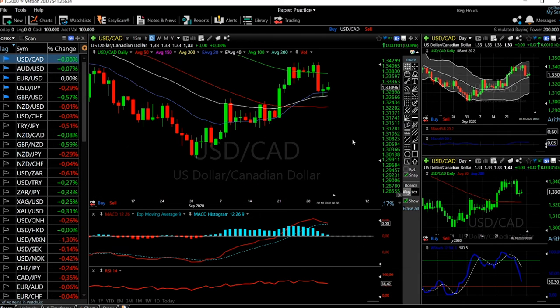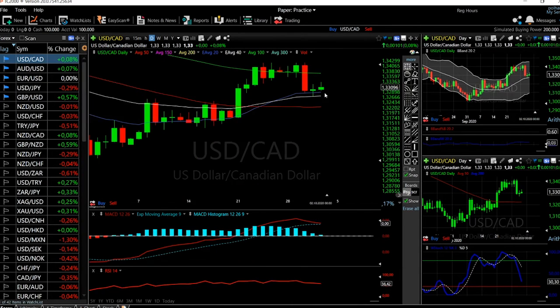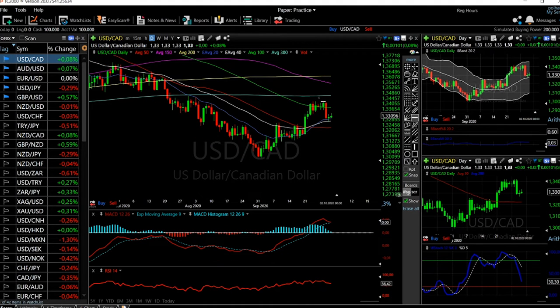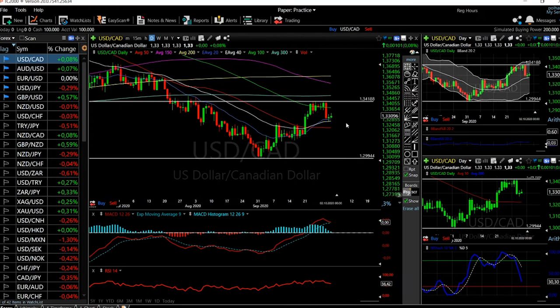If you look at US dollar, Canadian dollar, we found support at the 40 exponential moving average, bounced from there, and at this point we are just above the 20 exponential moving average. There was massive resistance at this level at 1341, and we have the lows here of 1299. So at this point, we may go up towards this 100 moving average, maximum of 1331, I believe, before we basically turn around and go lower.